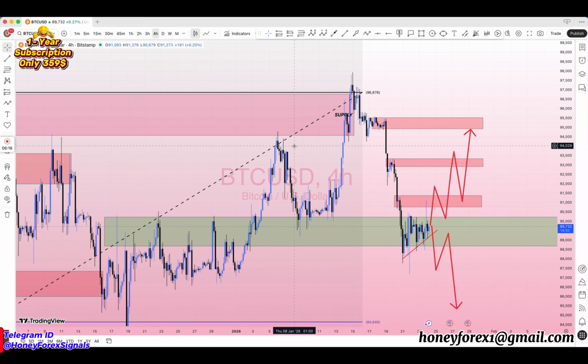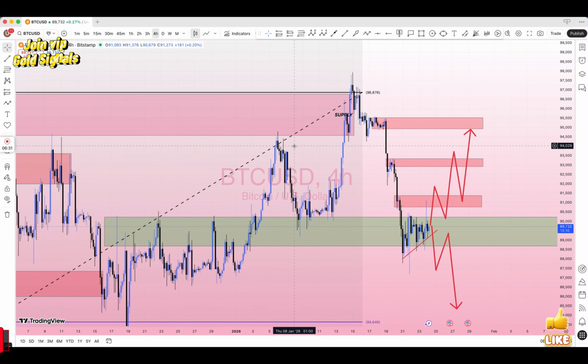So first understand these setups and then take entry, buy or sell, after confirmation.